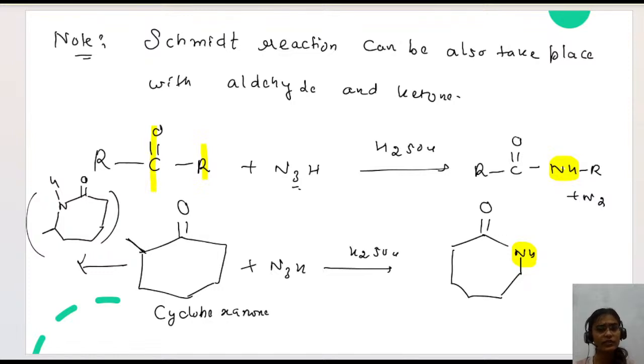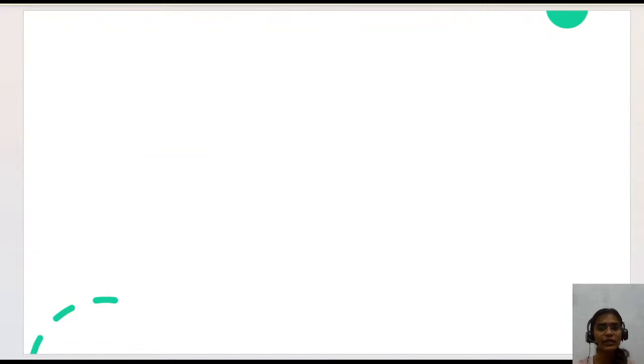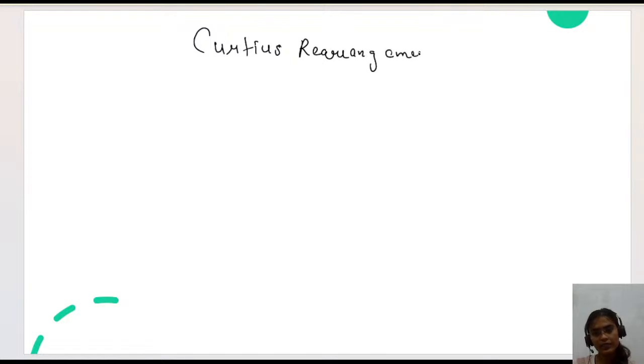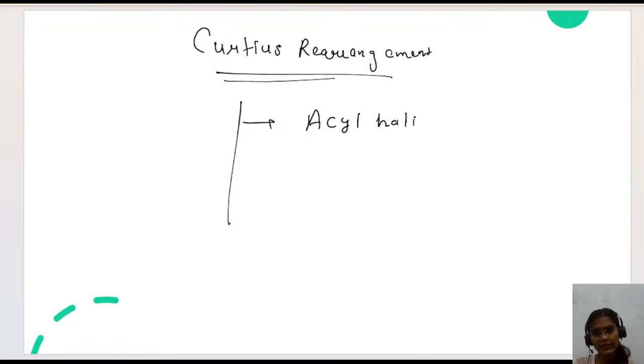The Curtius is very much easy. Let me write the next reaction. That is the Curtius reaction, or the rearrangement. We are discussing the rearrangement. So it's a Curtius rearrangement. In this case we are going to start with the substrate that is acyl halide. Every time the primary amine is the final product. So the final product is the primary amine only.